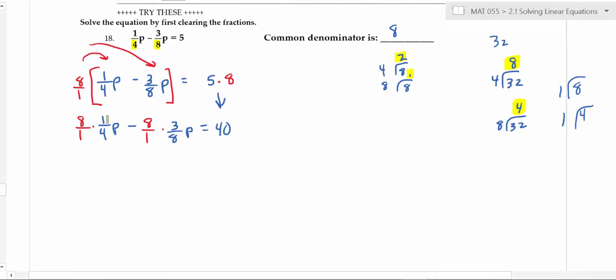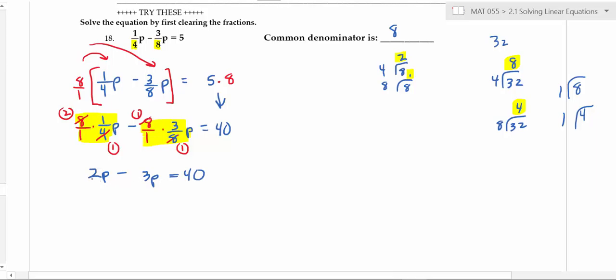Okay, now when you multiply out these fractions, say, you're going to do that problem and you're going to do this problem. Okay, you can do it like this, just cross cancel. 4 divided by 4 is 1. 8 divided by 4 is 2. So that whole thing becomes 2 over 1 or just 2p. Same thing here. 8 goes into 8 once. 8 goes into 8 once. You got 1 times 3 or 3 over 1. So you're going to end up with minus 3p is equal to 40.